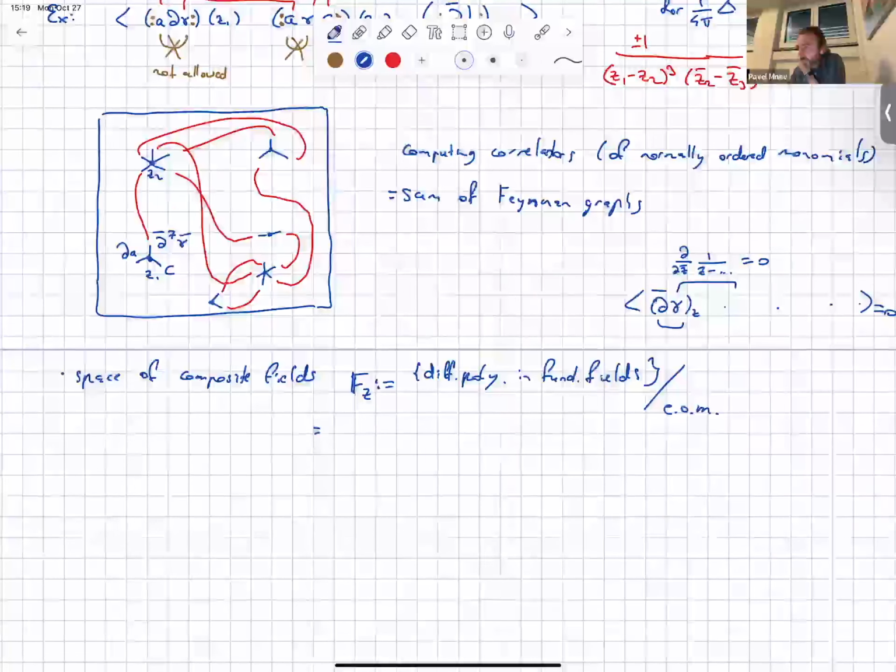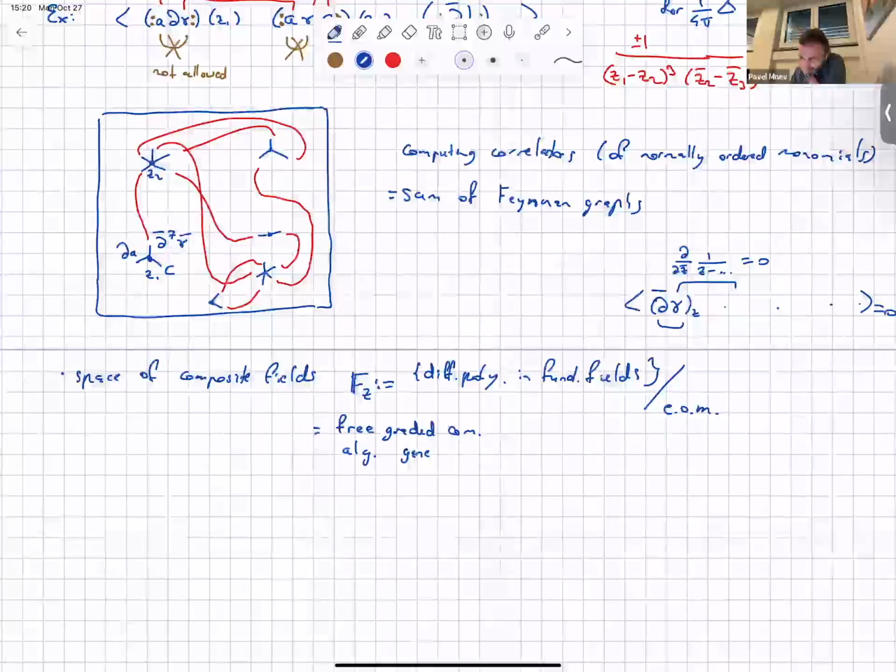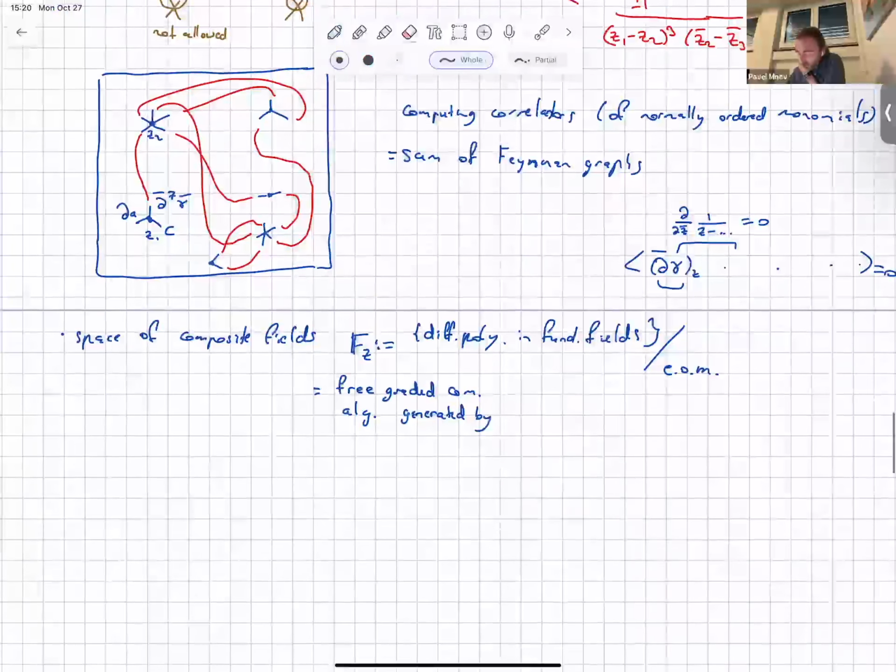So now the result here is this quotient can be easily described. So it's a free graded commutative algebra with certain generators, which I can list, generated by the following objects.